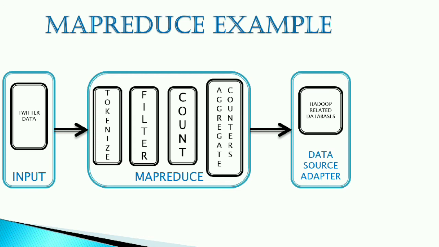Then filter: it filters unwanted words from the maps of tokens and writes the filtered maps as key value pairs. Then count generates a token counter per word. The last action is aggregate counters. It prepares an aggregate of similar counter values into small manageable units, and all are stored in the Hadoop related databases.